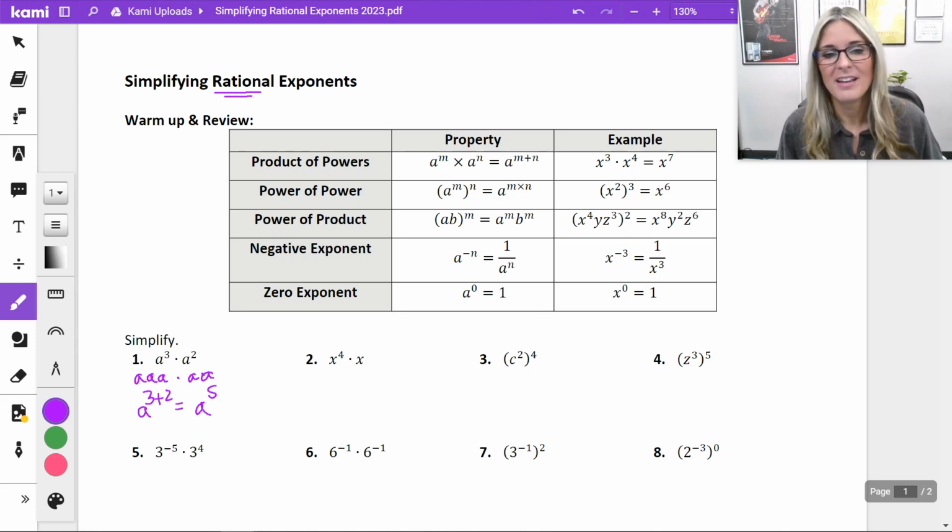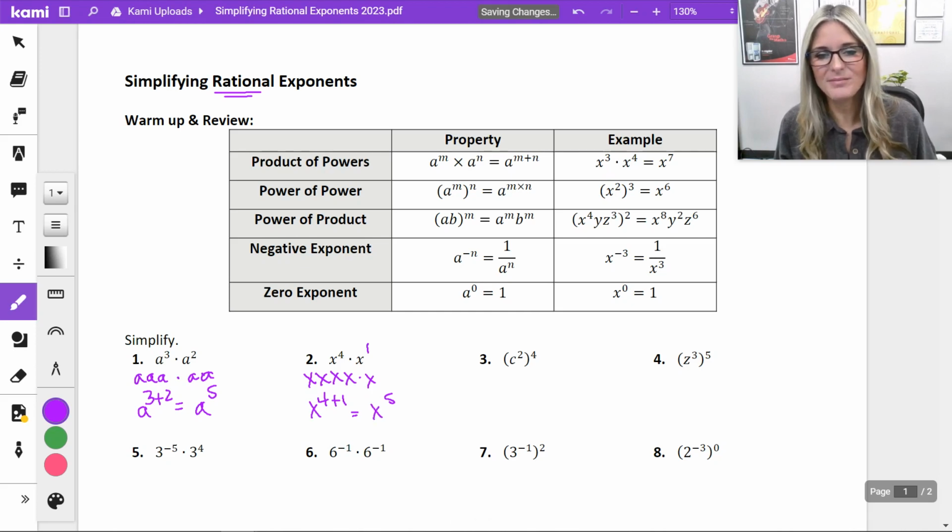Final answer. Number two, we have x to the fourth times x. I can show this expanded out as 4 x's times a single x. I would add those exponents as well. 4 plus 1, we have x to the fifth there on number two as well.